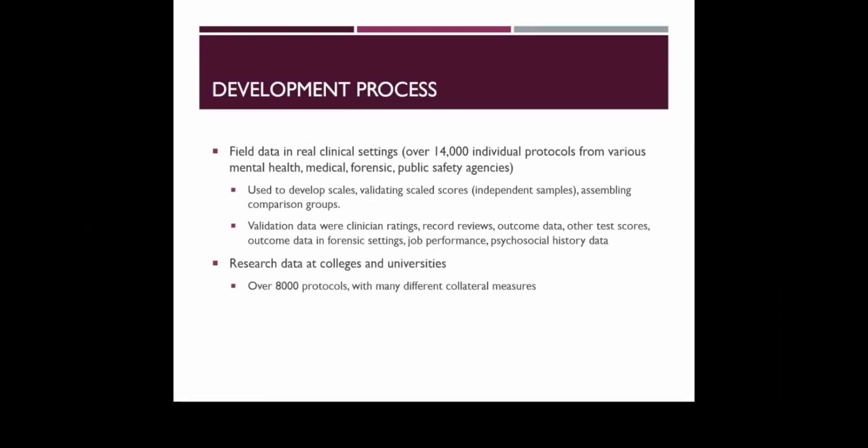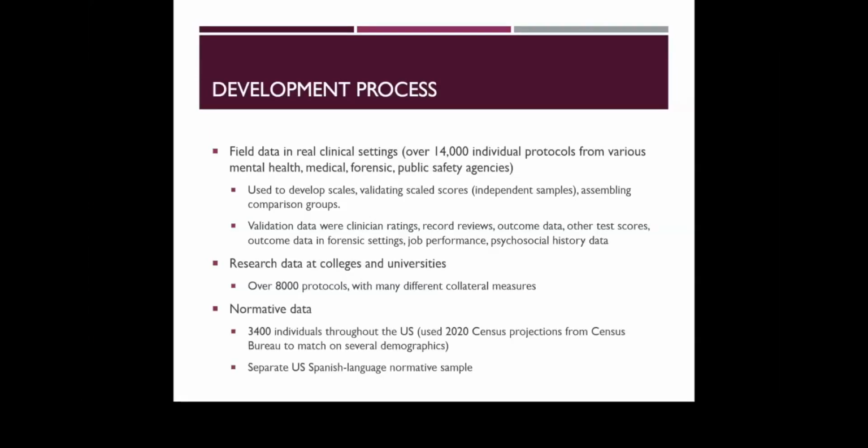They also did some research data collection at colleges and universities, another 8,000 or so protocols, predominantly with undergraduates, but looking across many different collateral measures, both self-report and collateral report, to get at empirical correlates. And they developed normative data. Over 3,000 people were sampled, including a separate US Spanish language normative sample. They used the 2020 projection census data from the Census Bureau to match the final sample on several demographic characteristics for the US.